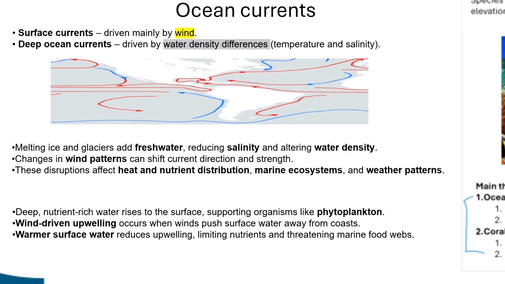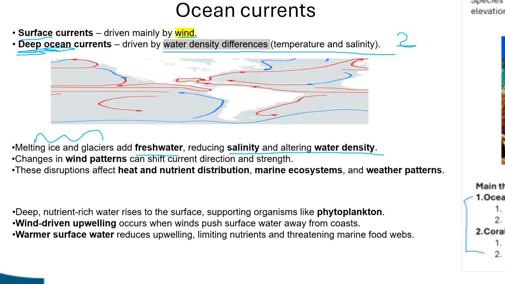Ocean currents, two types. The ones on the surface of the ocean, which are driven by wind, and the ones in the deep ocean, at the bottom of the ocean, which are driven by water density differences, temperature, and salinity. Now, the melting of ice and glaciers adds fresh water, and this fresh water reduces the salinity and alters water density, affecting number two, deep ocean currents.